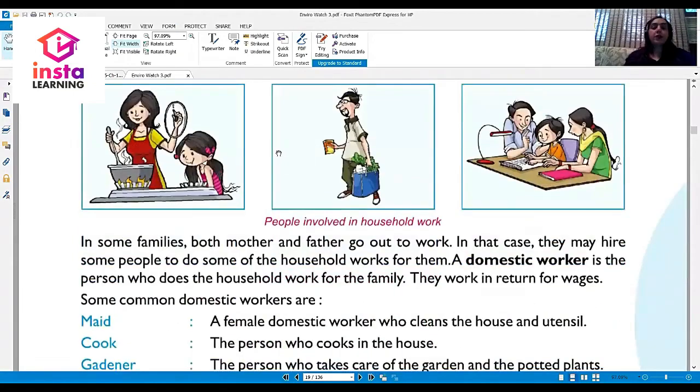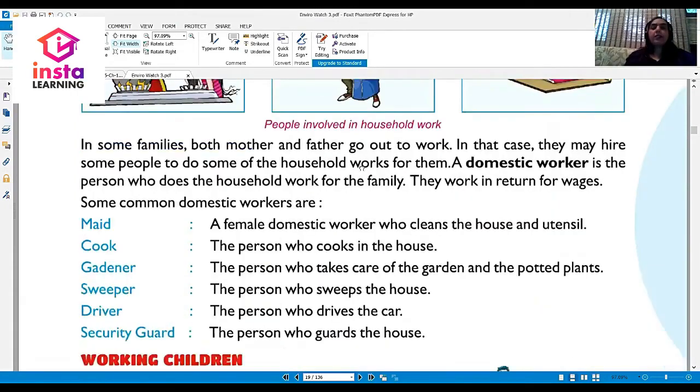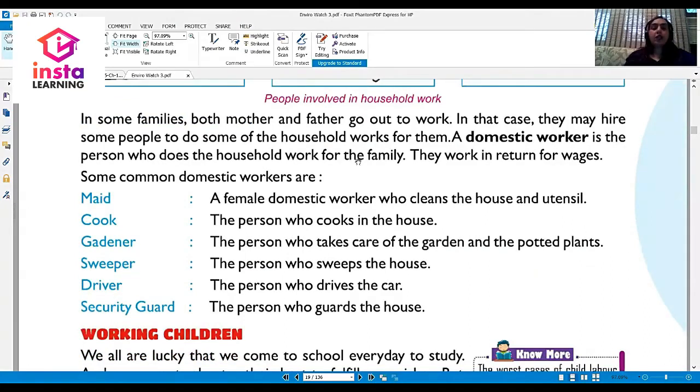You can look at these pictures where mother is cooking, father is getting the vegetables, and both mother and father are teaching the child. In some families where both go for work, they hire some people to do some household work for them. These are called domestic workers. Domestic workers are people who do household work for a family. In return, they get some money.